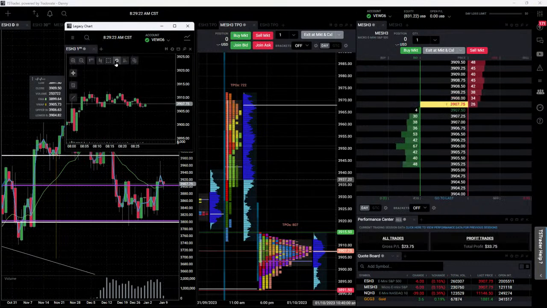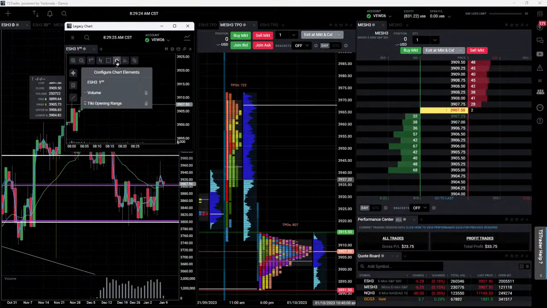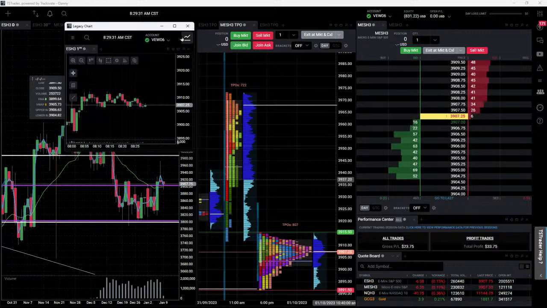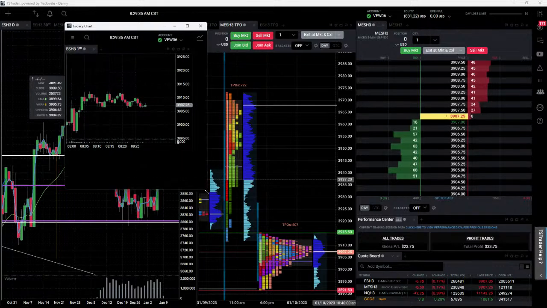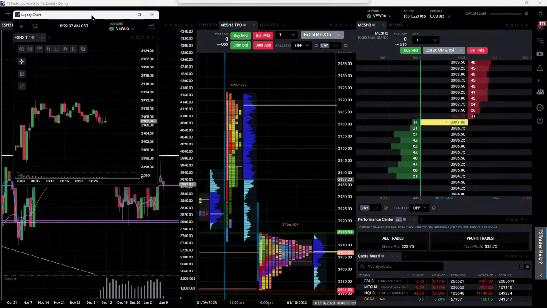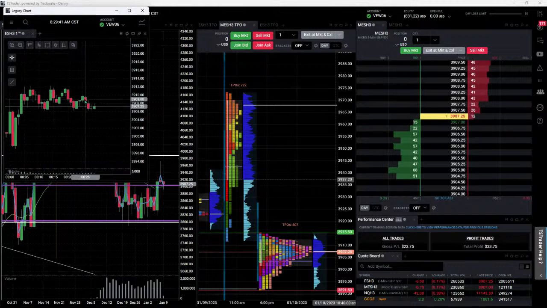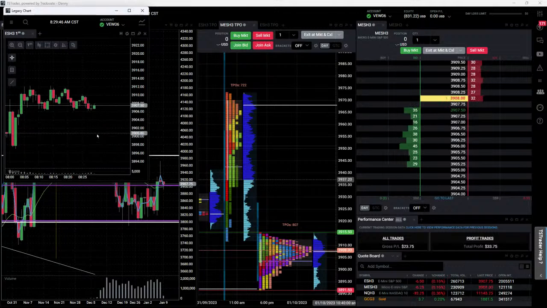Opening range. Okay. All right, we're going to see if this works out for us. Because we're doing it in front of God and everybody, it probably won't work. Just seems to be the way things go.